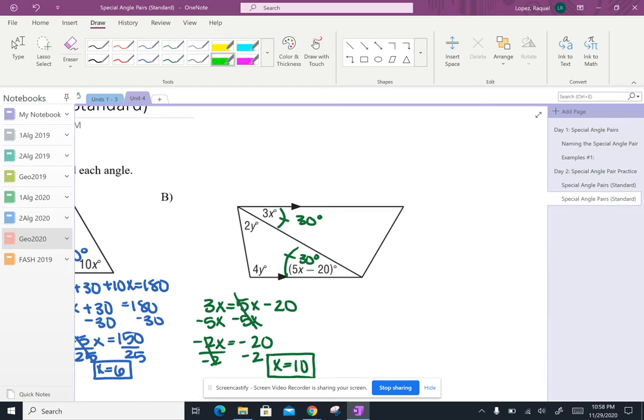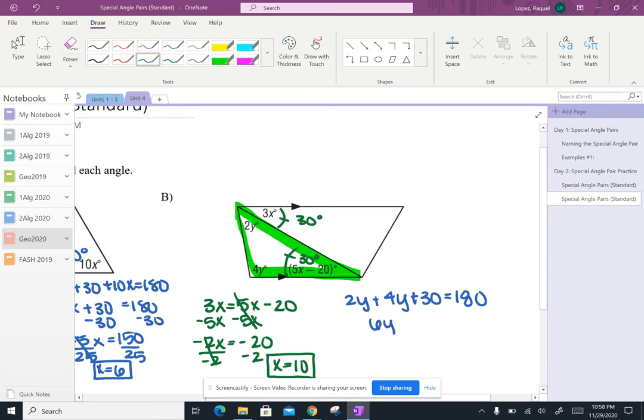When I look at my diagram, I see that I've got a triangle here. And I know angles of a triangle add up to 180 degrees. So another equation I can set up is 2y plus 4y plus 30 degrees equals 180. All I'm doing is adding all of the angles of the triangle and setting it equal to 180. So I get 6y plus 30 equals 180. Minus 30, minus 30, and I get that 6y equals 150.